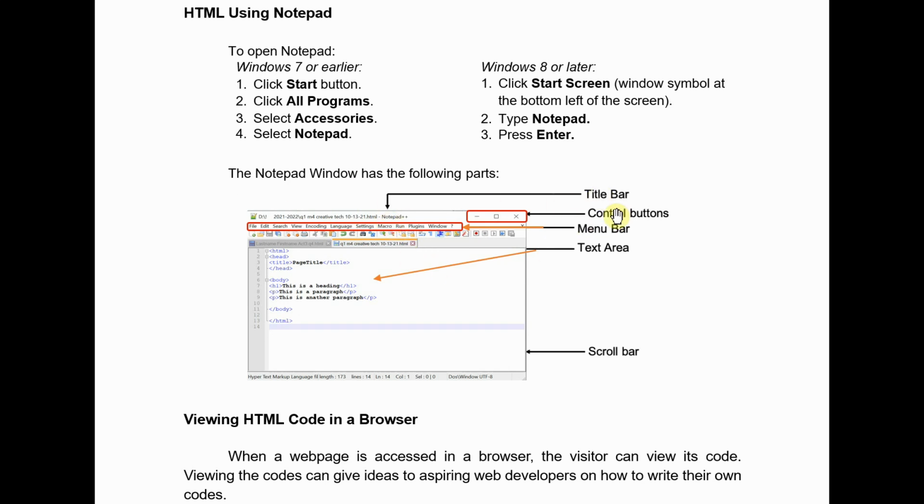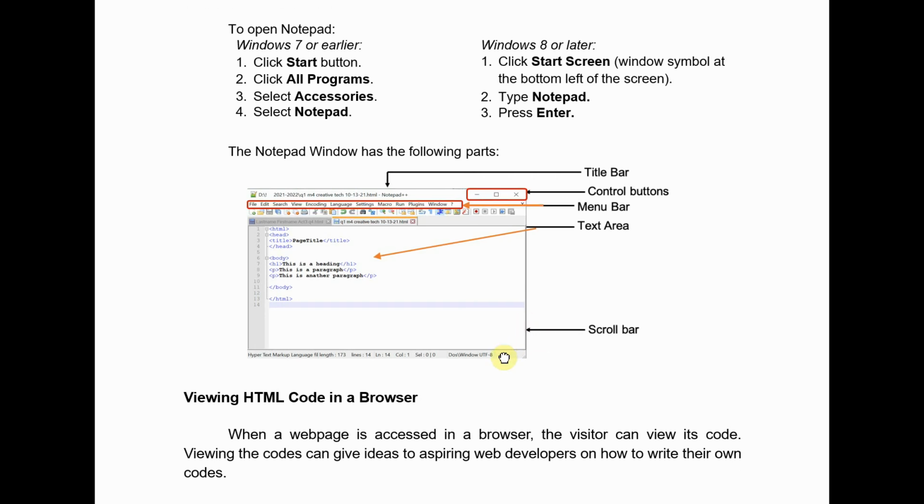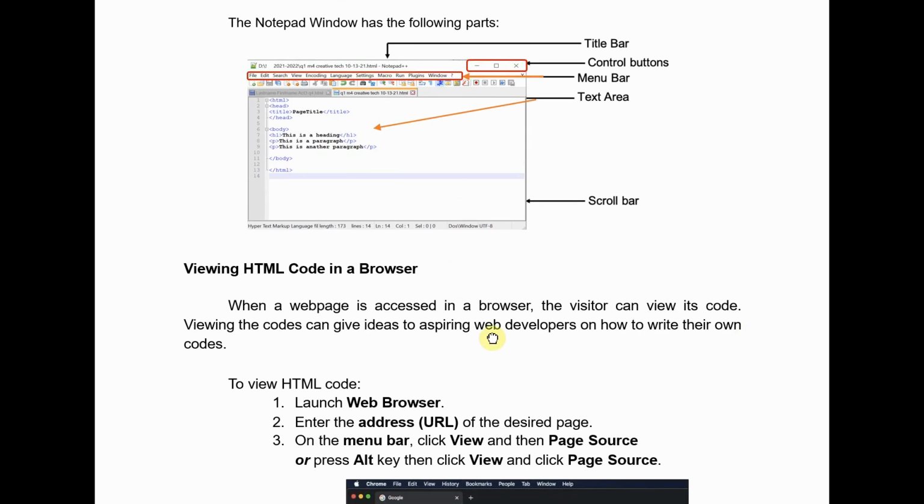At the top portion is called the title bar. The title bar actually contains the name of an application. See, the Notepad++. The control buttons contain the minimize, maximize, and close button. Menu bar contains the file, edit, search, view, encoding, and so on. Okay, this white area here is the text area, or the area where you write your HTML code in Notepad. And here is the scroll bar or vertical scroll bar. You can scroll up and down while editing your HTML code.